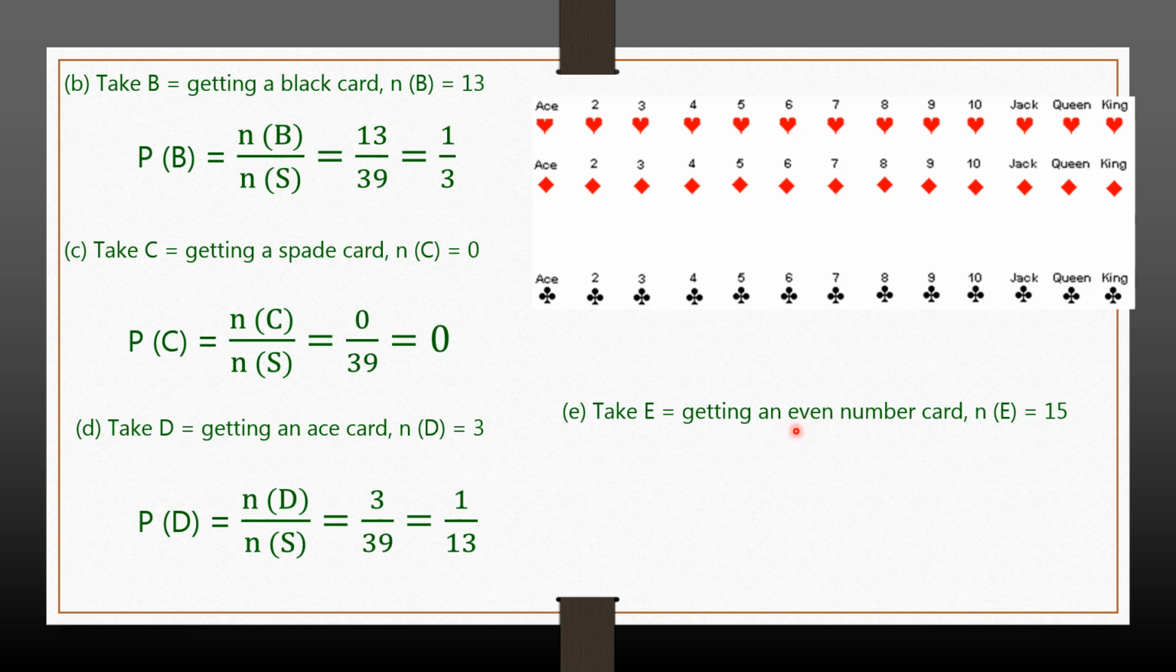The next event is getting an even number card. Now, see the sample space, and we can calculate even number cards. 2 is an even number, 4 is an even number.